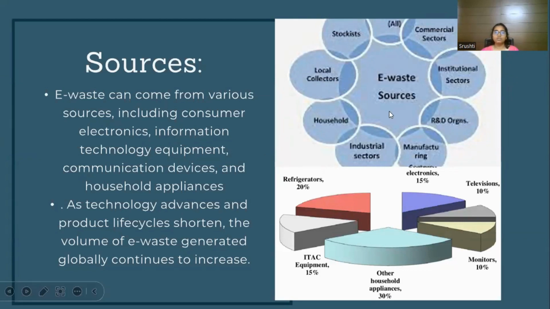In this image, you can see the sources of e-waste: commercial sector, institutional sector, R&D organization, manufacturing, industrial sectors, household sectors, local collectors, stockists, etc. Here it shows the sources or the percentage amount of retail and household e-waste. Refrigerators are about 20%, electronics are about 15%, television are about 10%, monitors are about 10%, IT/AC equipment are 15%, and other household appliances are 30%.